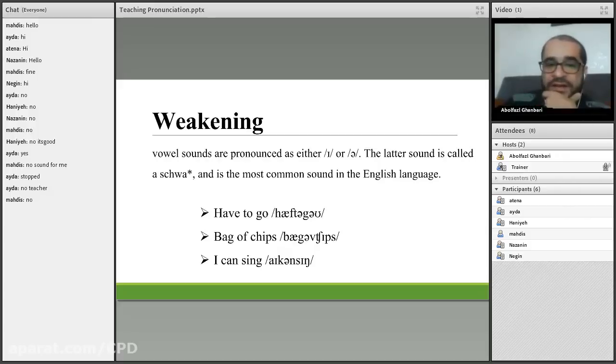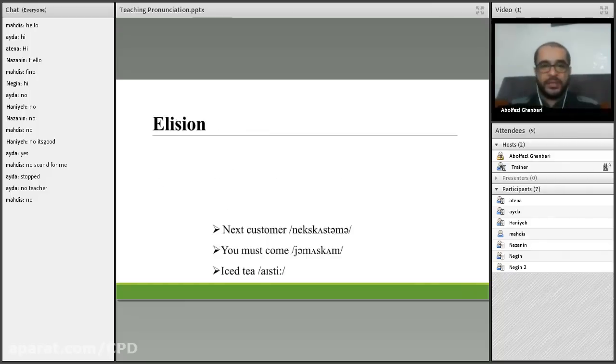Here, the vowels are pronounced shorter as a schwa. Or for example, I can sing, they say I can sing. Yeah? This is weakening. The next one is elision.